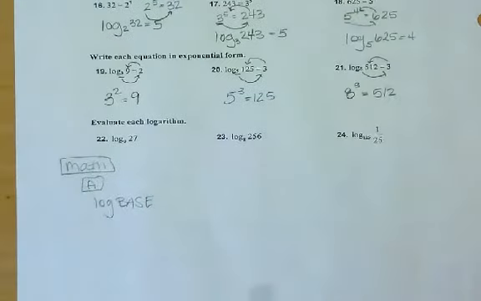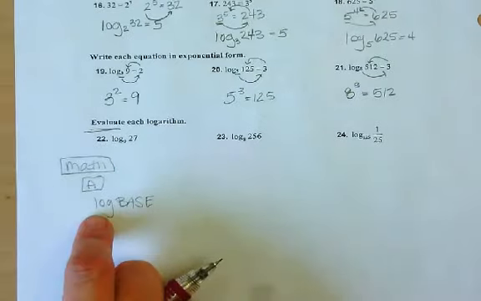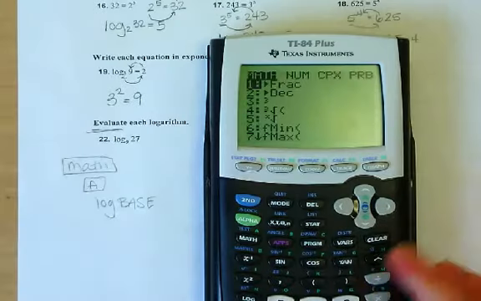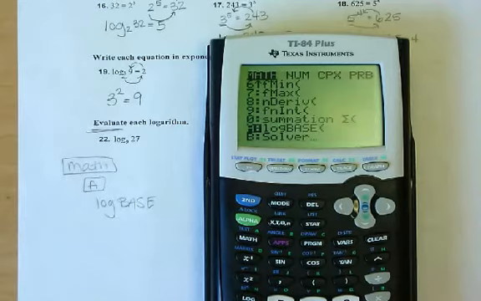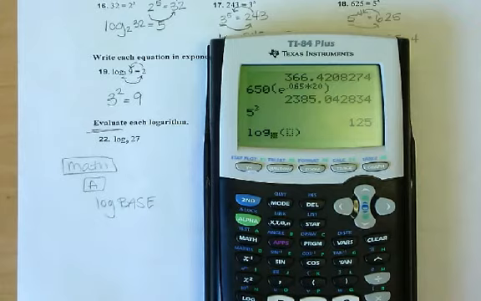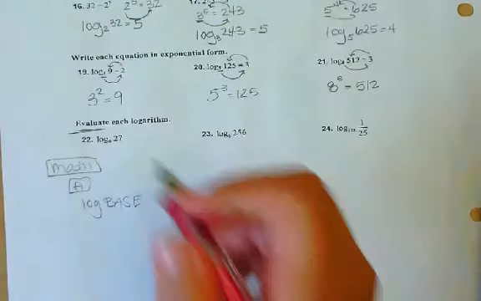Now for the last part here, it says to evaluate. So I should have a solution when I plug these in. In order to solve these, I'm going to math, letter A, which gives me log base. So in my calculator, I'm going to math, down to letter A, and then I'm going to type in the function exactly as it is on my paper. So that's a base of 9. My value there is 27. So my solution is 1.5.